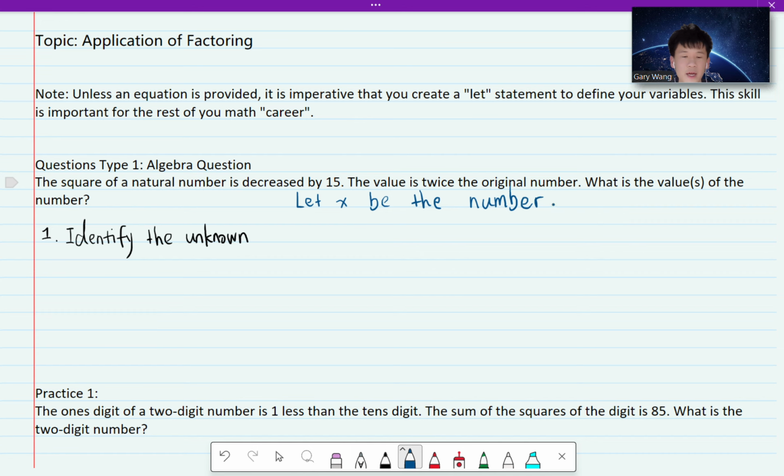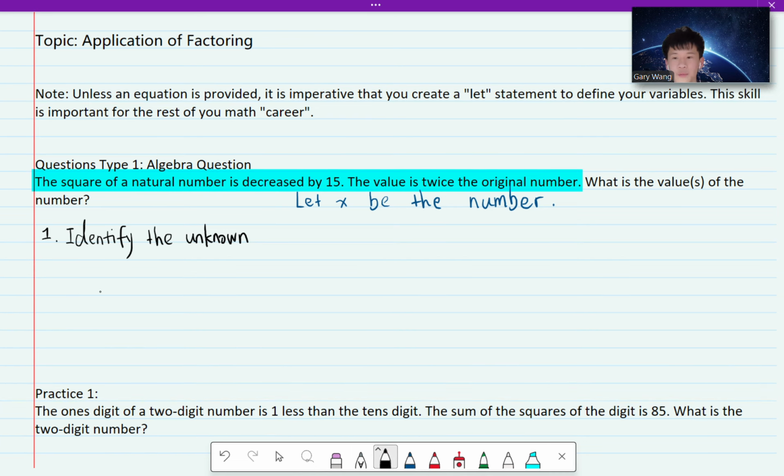Then we need to pay attention to the condition right here. The square root of a natural number is decreased by 15. The value is twice the original number. So the next step would be to construct our equation. So what will our equation be? What is the equality implied by the condition in the question?